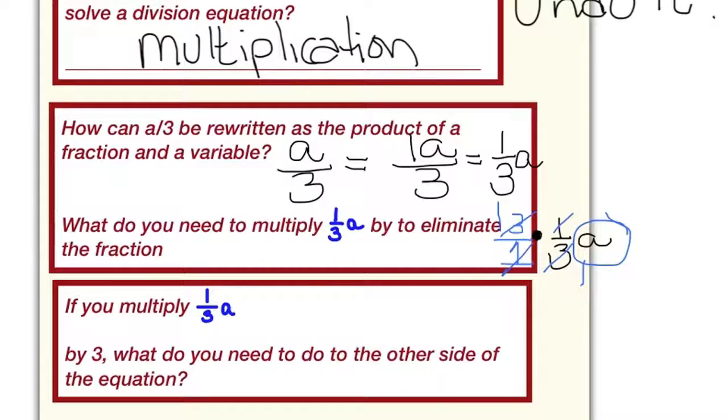Okay? If you multiply 1/3 a by 3, what do you need to do to the other side of the equation? Remember, equations are like scales. They must stay balanced. So if we multiply by 3 on one side, we need to multiply by 3 on the other side.